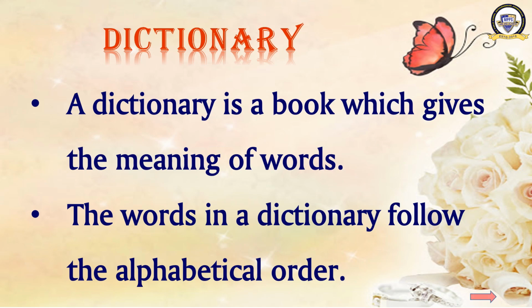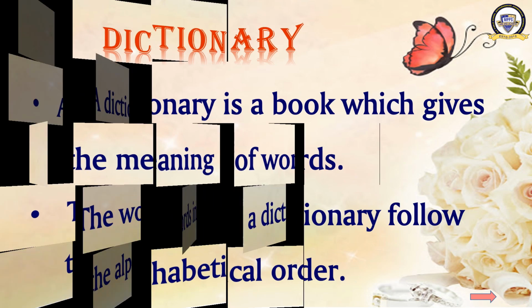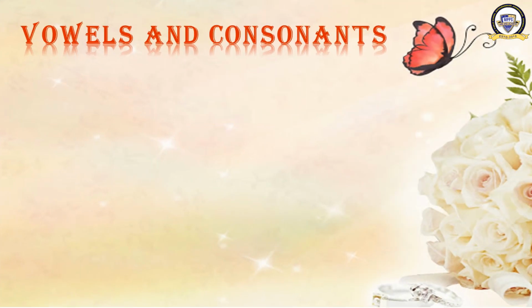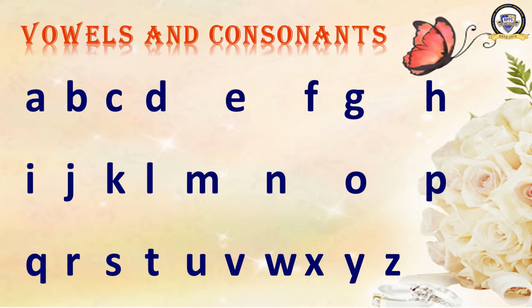So we are moving now to the next topic. What is the next topic? Vowels and consonants. It is not a new topic for you. You have learned it from class LKG, I think, isn't it? You know what vowels are and what consonants are. This is what is written here. A to Z, all the 26 letters have been written. What is it known as? Alphabet.